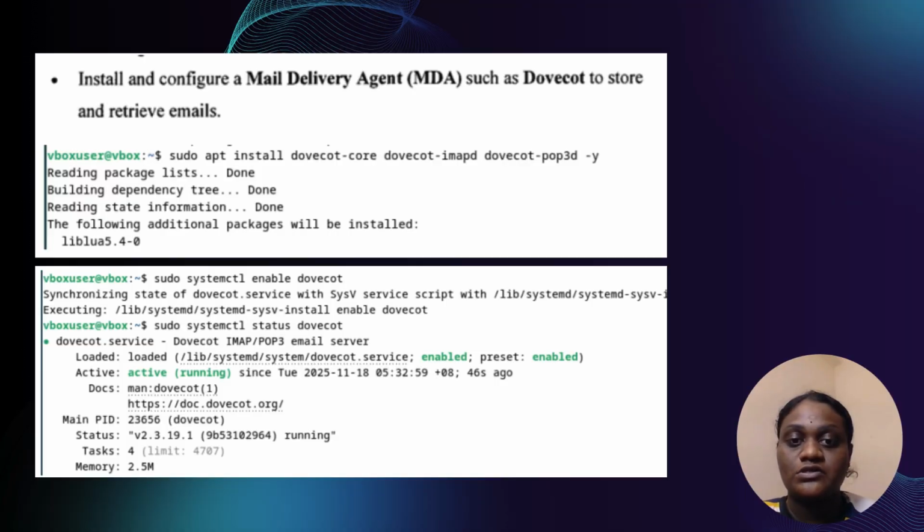When the installation is complete, I enable the Dovecot service so it starts automatically on boot, using sudo systemctl enable dovecot. Finally, I check the status using sudo systemctl status dovecot. From the output, we can see the Dovecot service is active and running. This confirms that my mail delivery agent is successfully installed and ready to store and serve the email for the user.